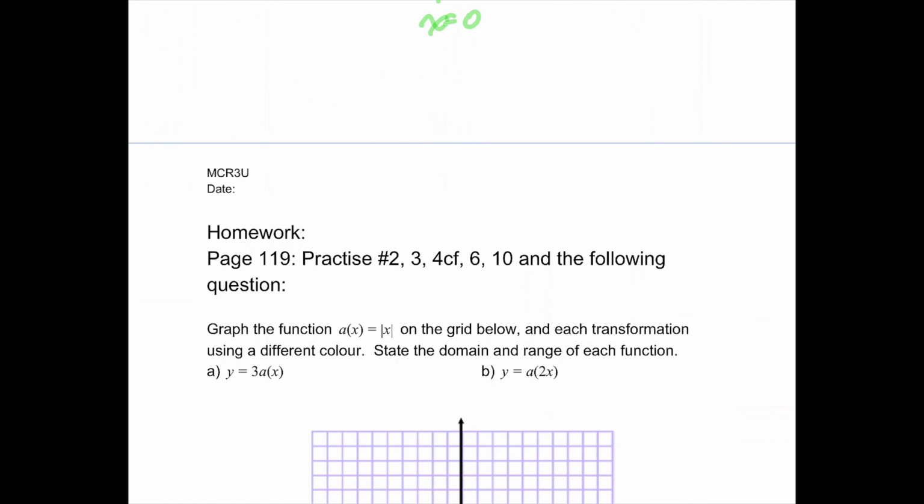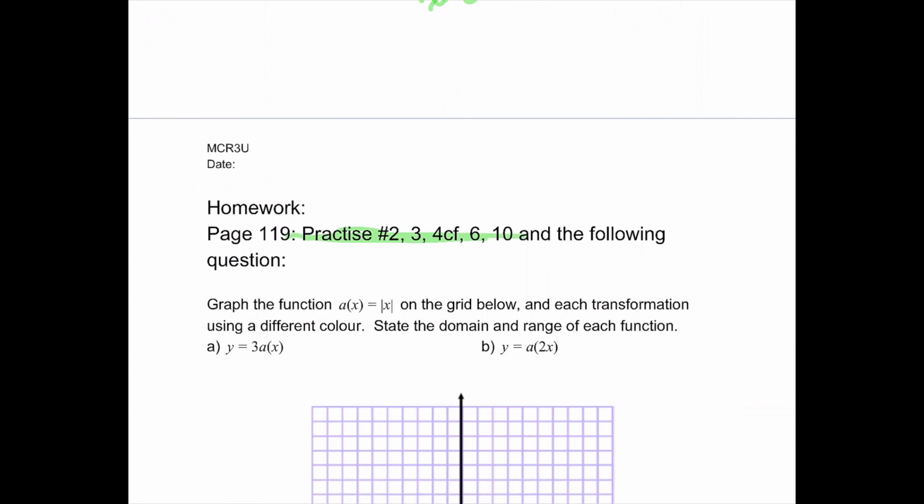So for homework, it's a little bit smaller. It's only just to try to get really practice, because it's totally brand new. So here's the homework, and also graph these 2 questions as well.